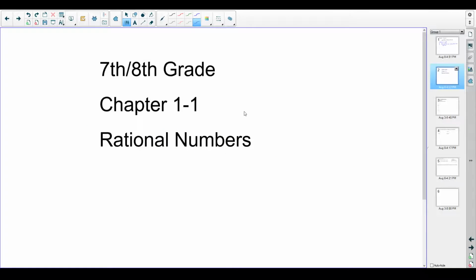So 7th and 8th grade, chapter 1, section 1. It's the same exact thing. It's all about rational numbers, which is helpful. So rational numbers means anything you can write as a ratio.